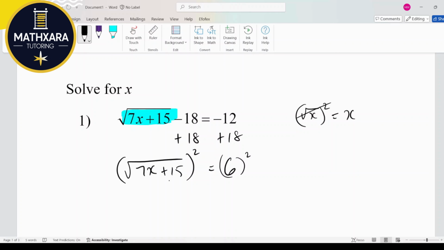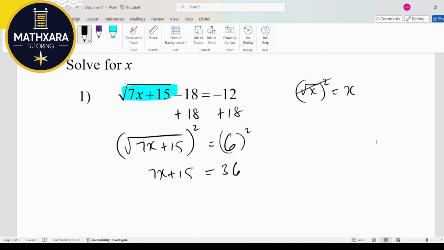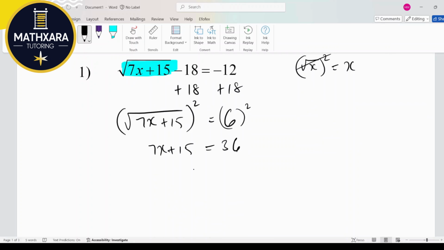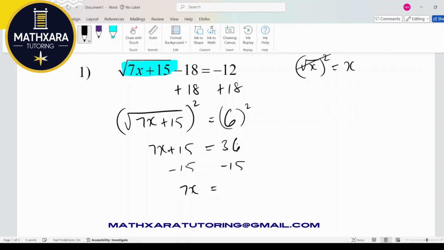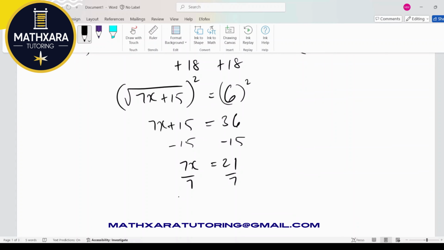Now the square root is cancelled out, and that leaves us with 7x plus 15, and 6 squared would be 36. Now we have a simple linear equation, just 2 steps. We subtract 15 from both sides, and we're left with 7x and 36 minus 15, that's 21. Then we could go and divide both sides of our equation by 7, and we're left with just positive 3.